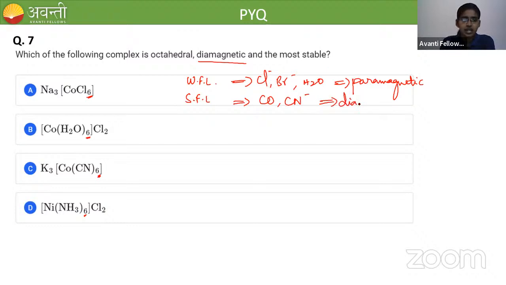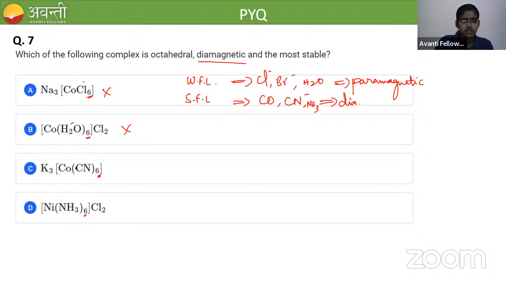So from this we can eliminate some options, right? And NH3 is also a strong field ligand. So in the first complex you can see Cl is present and it will form a paramagnetic complex, so it cannot be the answer. And in the second complex H2O is there, a weak field ligand, so it cannot be the answer. Whereas in options C and D, we have strong field ligands. But let's check one by one.